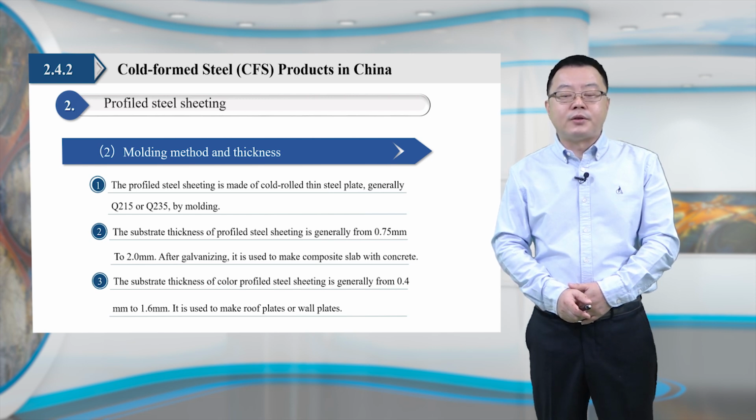The substrate thickness of Euro profiled steel sheeting is usually from 0.75 mm to 2 mm, and the substrate thickness of color profiled steel sheeting is generally from 0.4 mm to 1.6 mm. The profiled steel sheeting is often used to make composite slabs with concrete. The color profiled steel sheeting is often used to fabricate roof plates or wall plates.